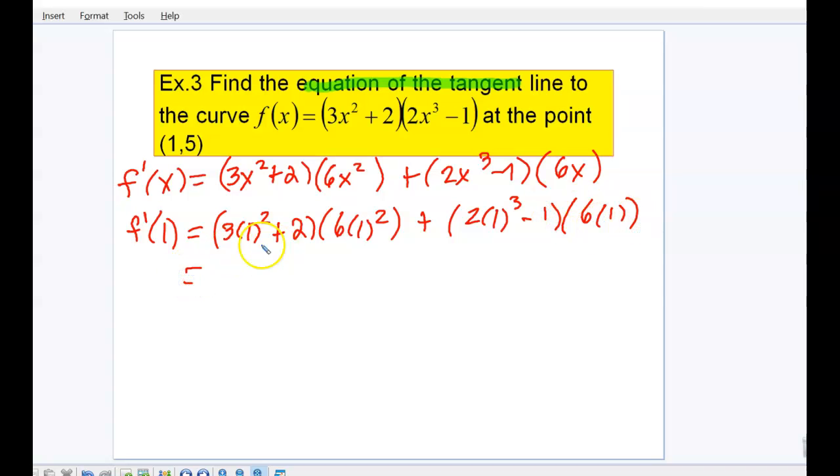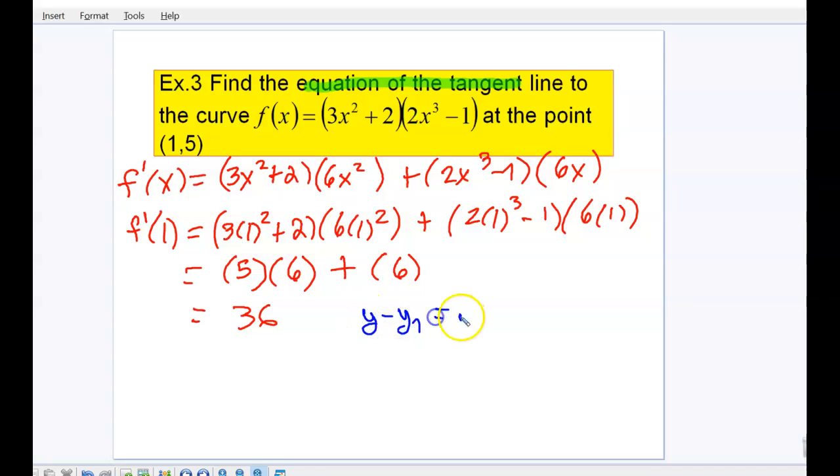So this works out to be 5 times 6, 1 cubed times 2, it's 1 times 6 is going to be 6. So my slope is 36. So now I can go to the point slope formula to find the equation of the tangent line. So this is going to be y subtract 5 is going to be 36, x subtract 1.